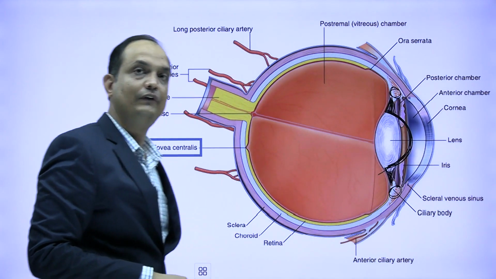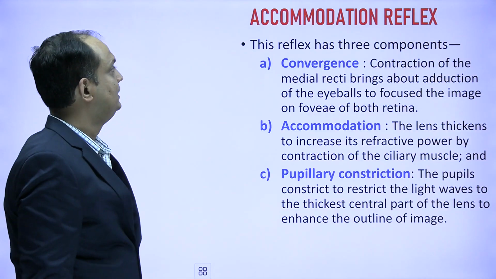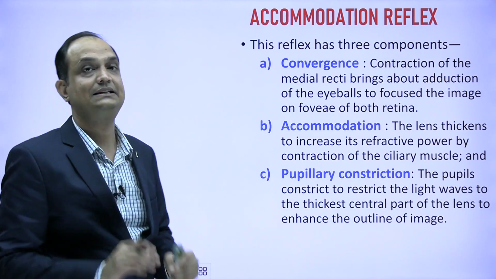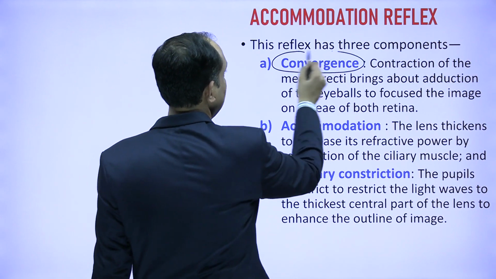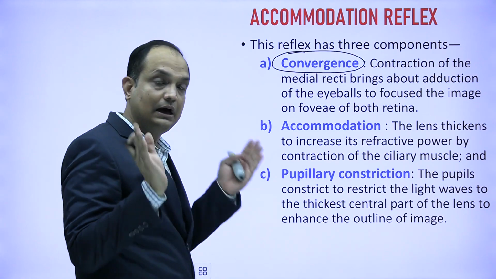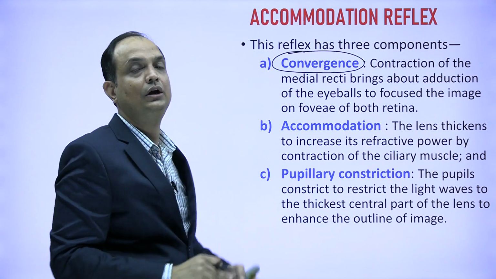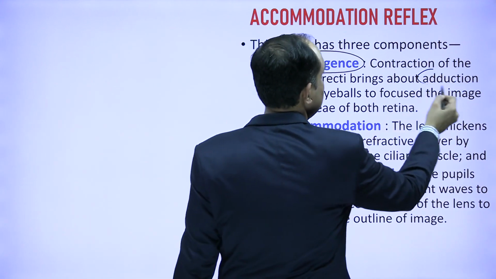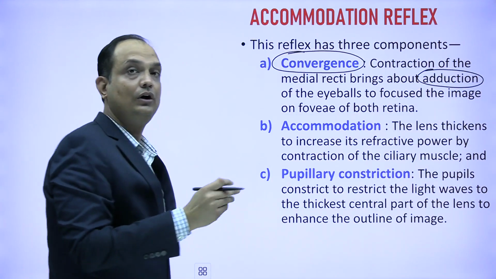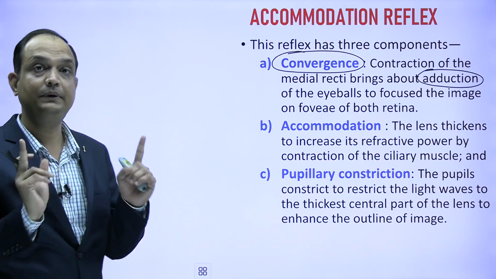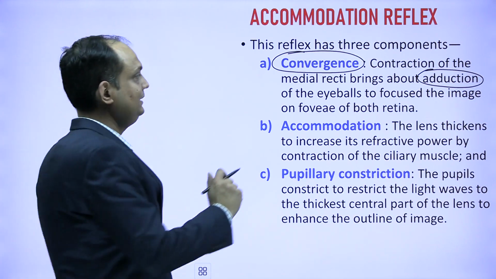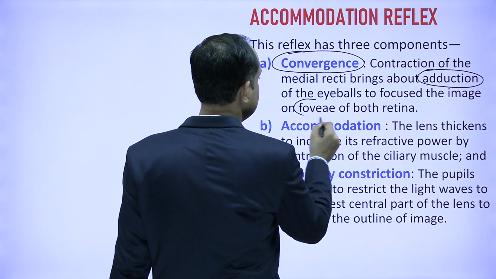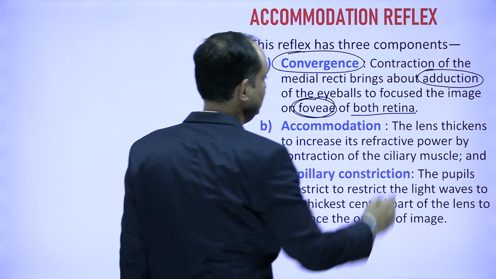Clear? The convexity will increase. Now, this reflex has three components. The first component is known as convergence. Convergence means there is adduction of both the eyeballs, and this adduction is caused by the action of both medial recti. Now, what is the advantage of convergence? That the image is focused on the fovea of both the retinas.